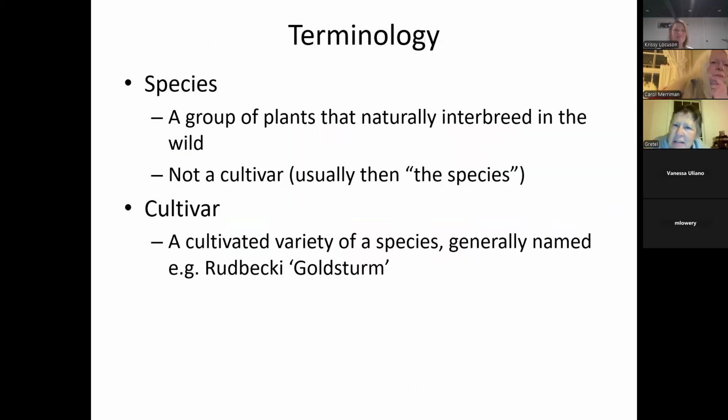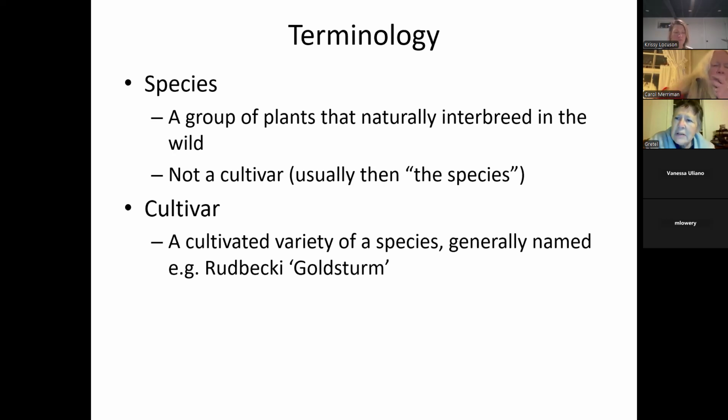Anyway, terminology. A species is a group of plants that interbreed in the wild, and we call it the species. Are you looking for the species of purple coneflower, or are you looking for a cultivar, which is a cultivated variety? An interesting thing about this definition of species is that part of it is in the wild. So if you have two plants that are sexually compatible, and one developed in Japan and one developed in Oregon, they're considered separate species because in nature they don't interbreed. In your garden, they absolutely can.